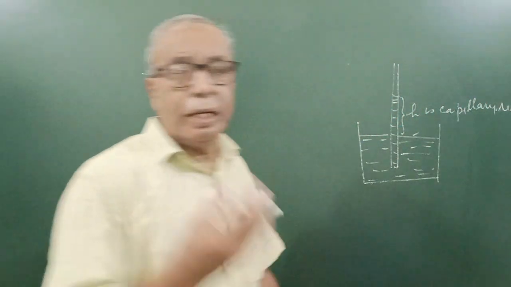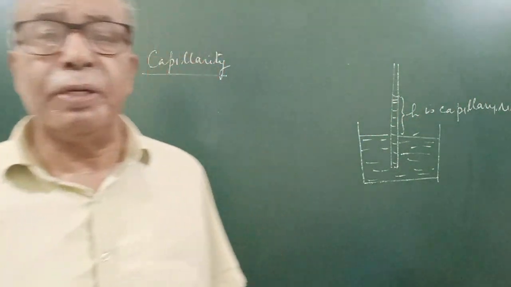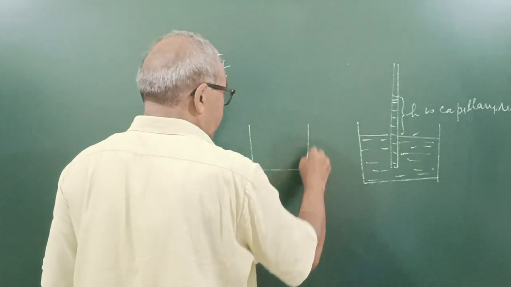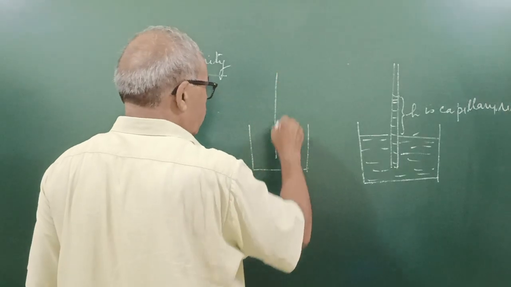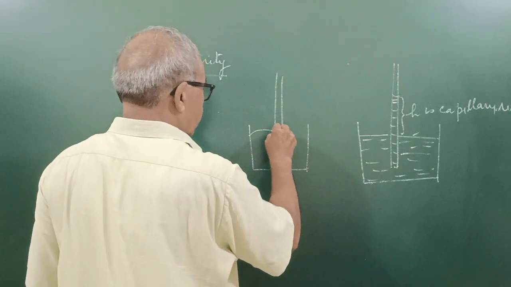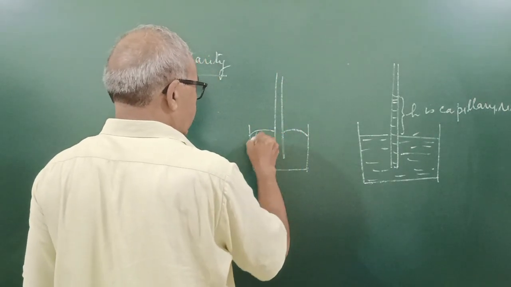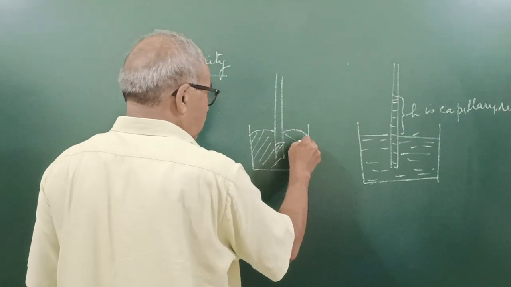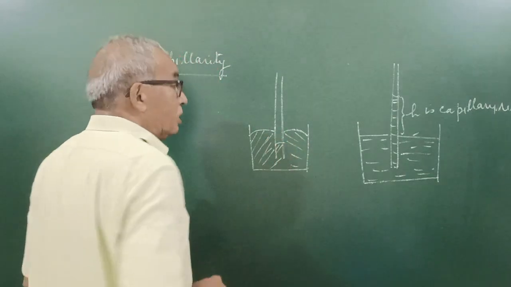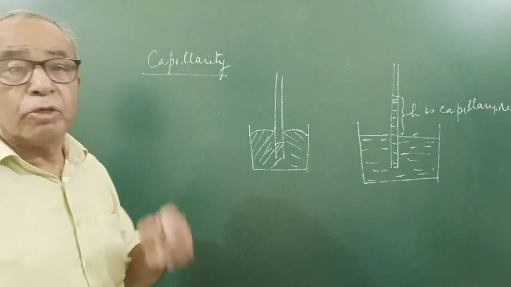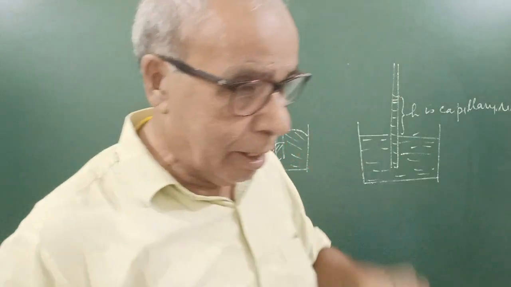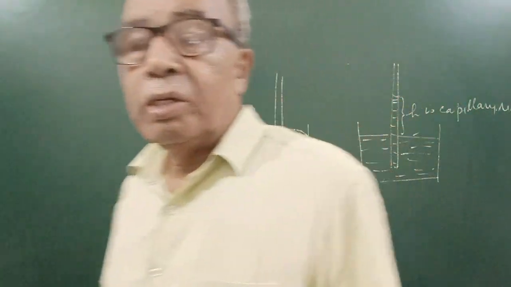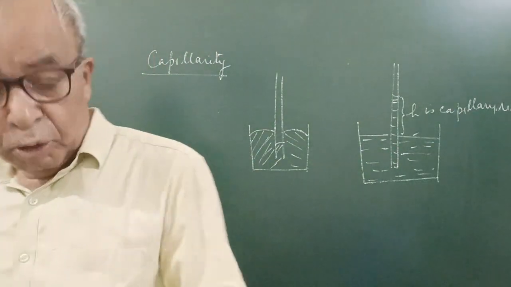When we dip a narrow bore tube in a liquid, the liquid rises. But in the case of another liquid like mercury, it dips down. So this phenomenon is called capillarity. The rise or fall of liquid inside a narrow tube above or below the free surface is called capillarity.